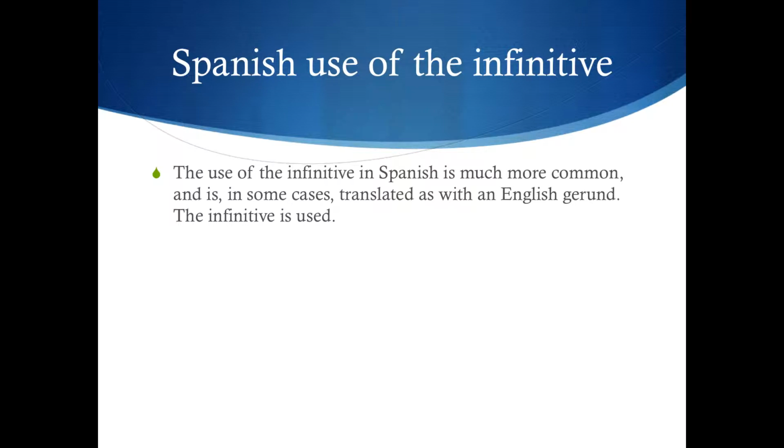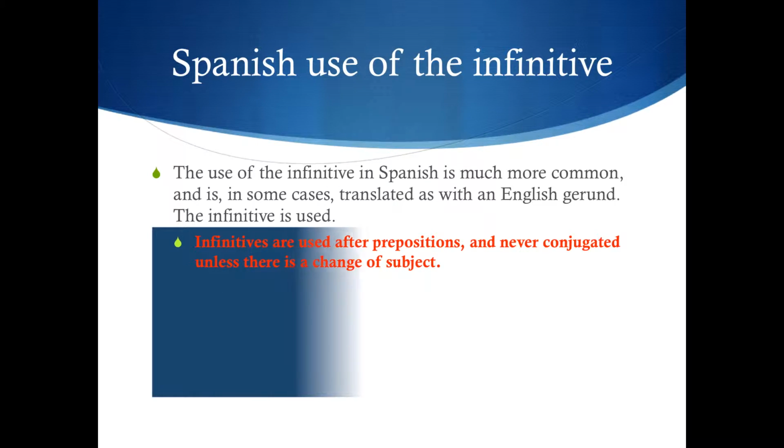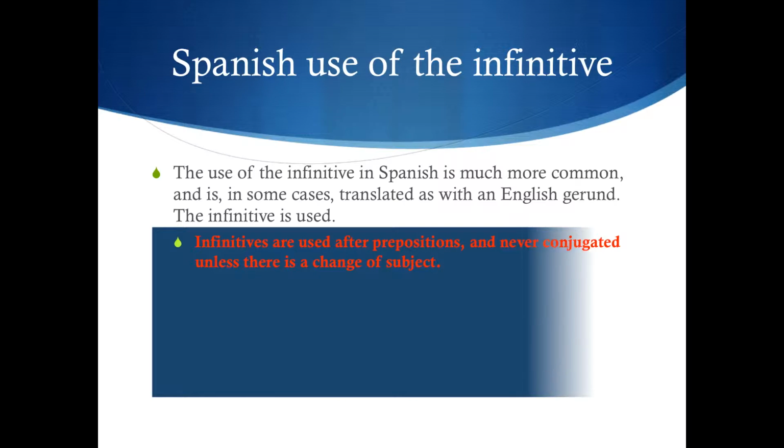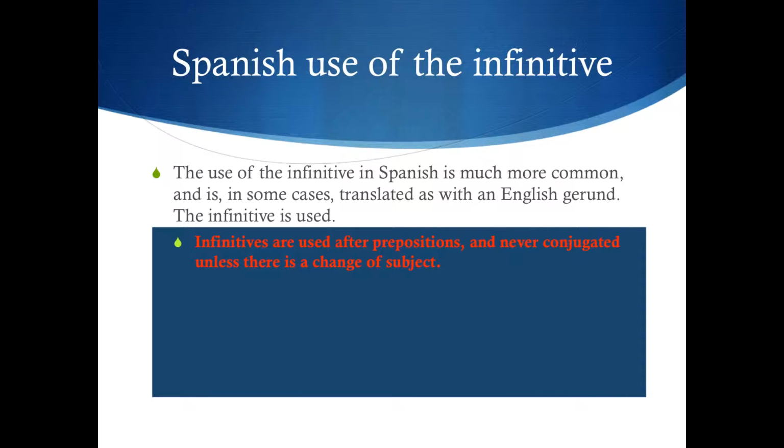The Spanish use of the infinitive. The use of the infinitive in Spanish is much more common and is, in some cases, translated as with an English gerund. The infinitive is used. Infinitives are used after prepositions and never conjugated unless there is a change of subject. Infinitives after a and para have distinguishable use.